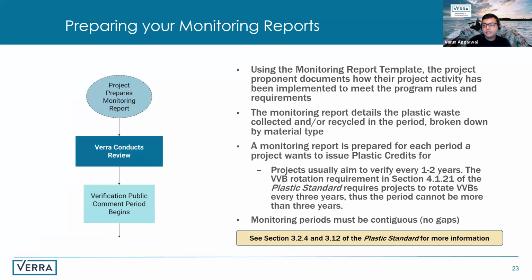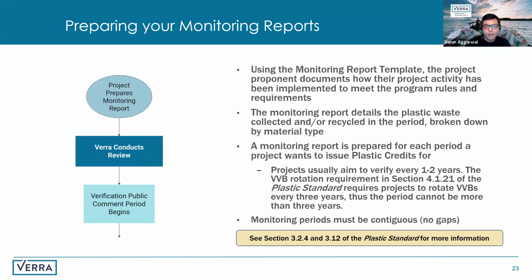Now, in the next few slides, we'll talk about what a registered project needs to do in order to generate plastic credits. So after a project has been registered, as I said, projects can start monitoring their activities, for which they need to prepare a monitoring report to document how the activity has been implemented and how it's demonstrating conformance with the rules and requirements. And this monitoring report details the plastic waste collected and/or recycled in the period, and provides all the various details, for example, which types of materials are being collected, with those breakdowns as needed as per the monitoring report.